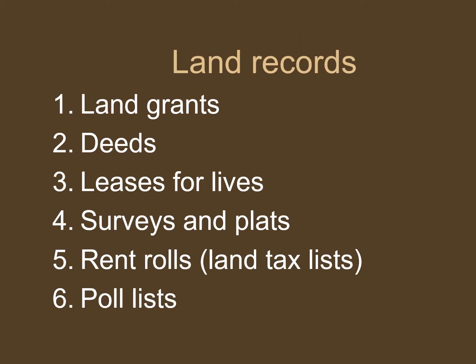We will begin with land records. Here are 6 kinds of land records that should be looked for: land grants, deeds, long-term leases known as leases for lives, surveys and plats, land tax lists, and poll lists.